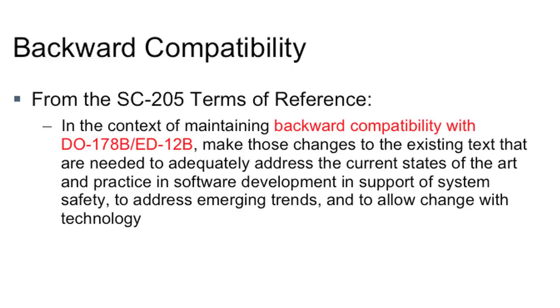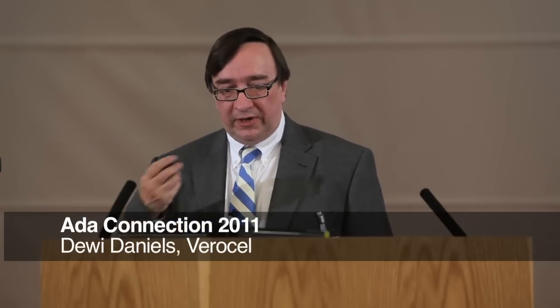A key aspect of the terms of reference we were given was that DO-178C had to be backward compatible with DO-178B. That basically means that if your company has a software process today that's compliant with DO-178B, then that process should be compliant with DO-178C as well. Most of the changes we've made to the core document have really been about clarifying areas where there were misunderstandings and misinterpretations, rather than creating any new requirements. So I'll start by looking at the changes to the core document.